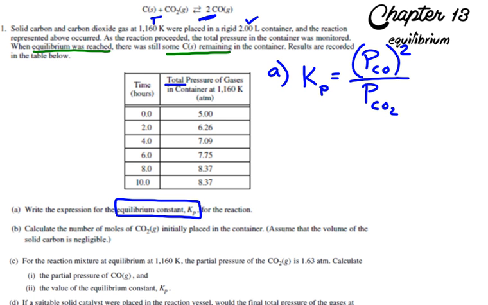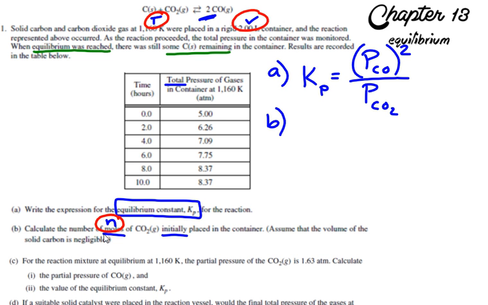All right. Next, letter B. It says calculate the number of moles of CO2 initially placed in the container. Okay, the number of moles initially placed, so this is n. So you got to start asking yourself, this is about gases. You have moles, okay? You have n right here. You have T, and you have V. So what's missing? You're missing P.